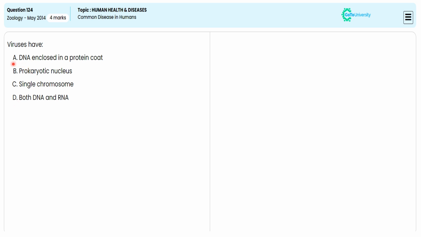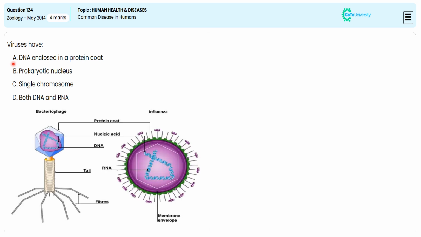Why? Because the virus has DNA enclosed in a protein coat, which we are illustrating with these two viruses. Bacteriophage is a virus that infects bacteria. Influenza virus infects animals and human beings. In both these virus structures, we are observing DNA in the head position. This DNA is responsible for carrying the genetic information from one virus generation to another virus generation. So we are choosing option A as the correct answer to secure 4 marks.